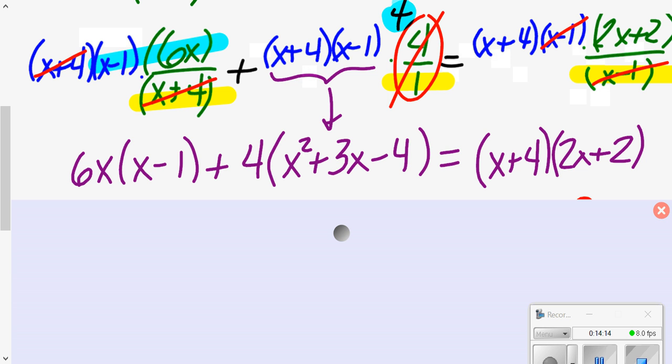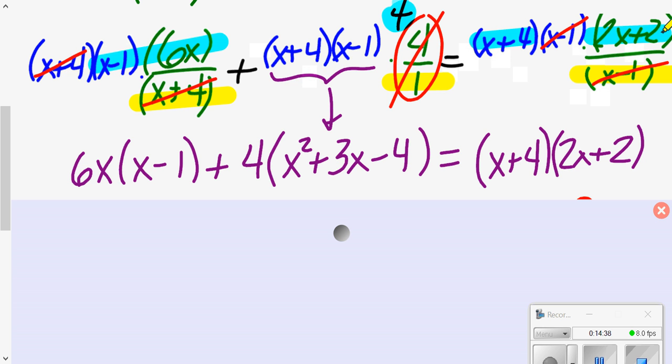Over here, this 4 is here. And then the part in blue, x plus 4, x minus 1, I multiplied that out. Distributing, FOIL, yeah. On the right side of the equation, the 2 pieces I still had were x plus 4 and 2x plus 2, and I just copied that down.